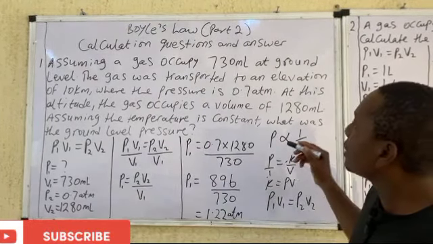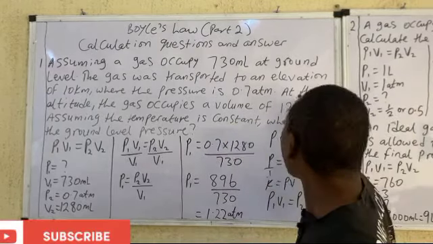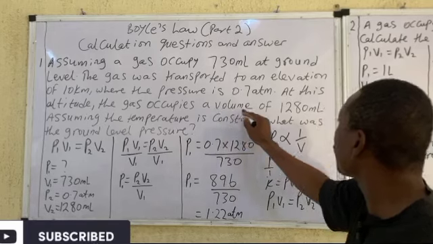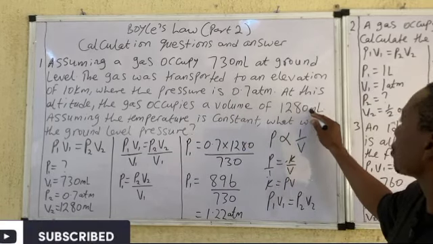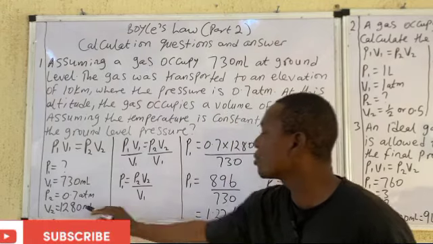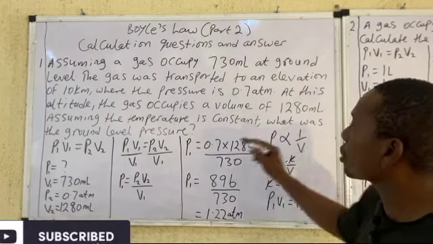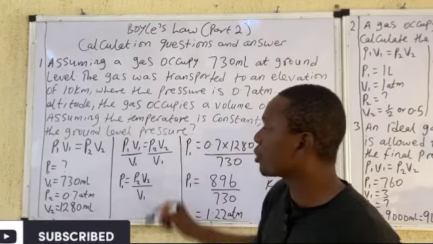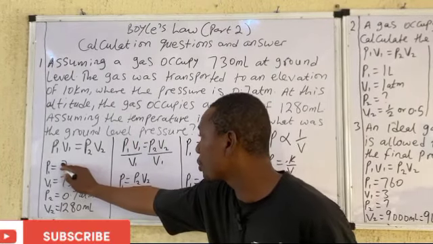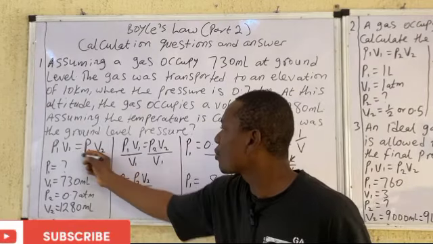All right. Now, take note, at this altitude the gas occupies a volume of 1280. So V2, which is our final volume, is 1280. Remember the temperature is constant. You are now asked what was the ground level pressure, the pressure at the ground level, which is P1. That's what we are looking for. Simple. We apply this formula.